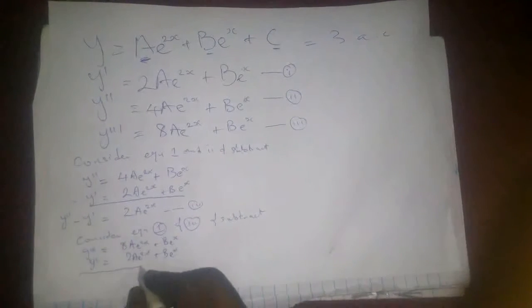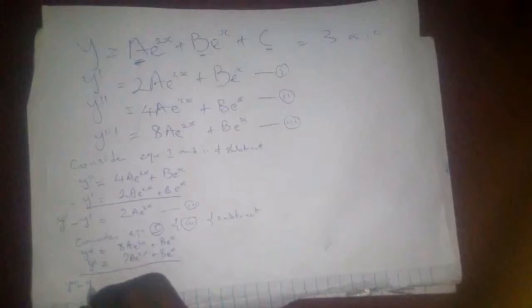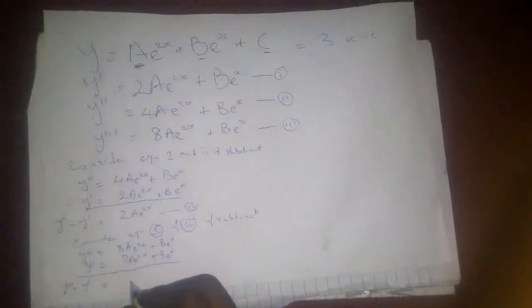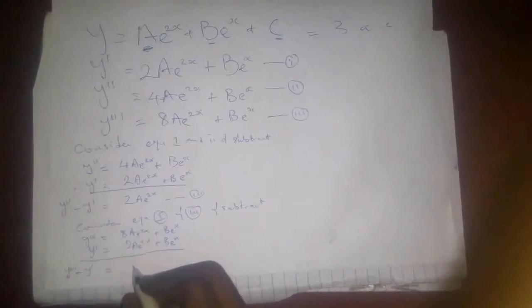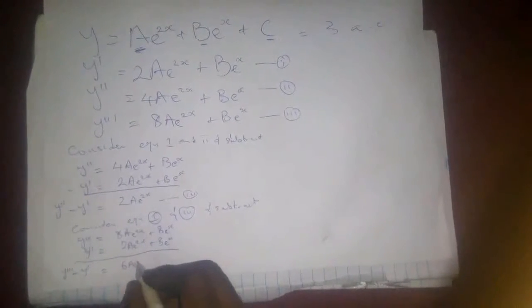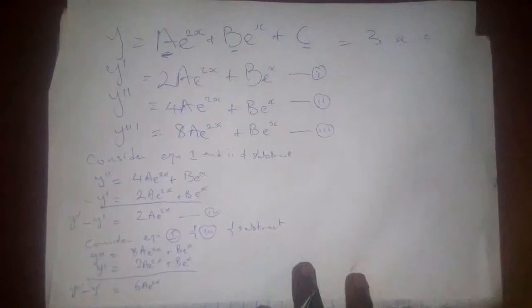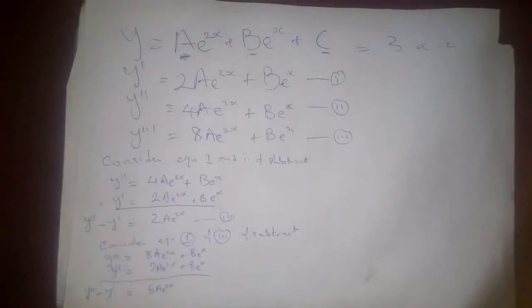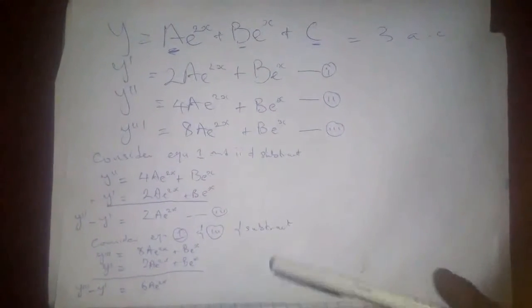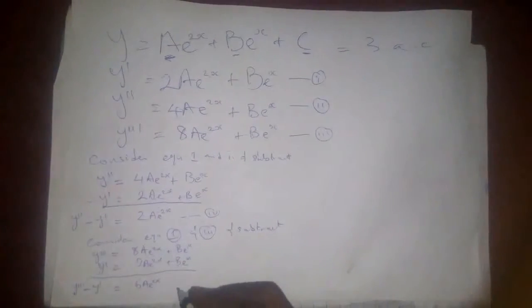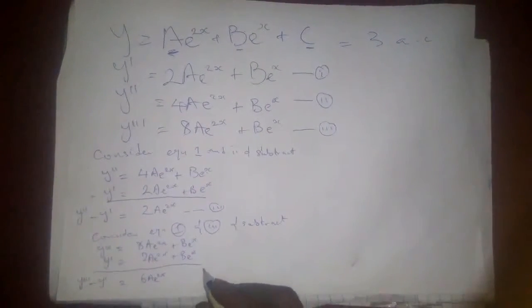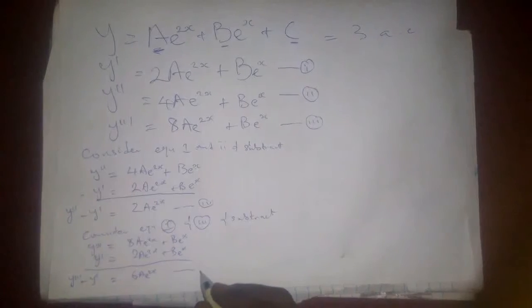Now subtracting both of them, we have y'' minus y', which will give you 6ae^(2x). So this is what we've gotten for the second elimination. You call this equation 5.